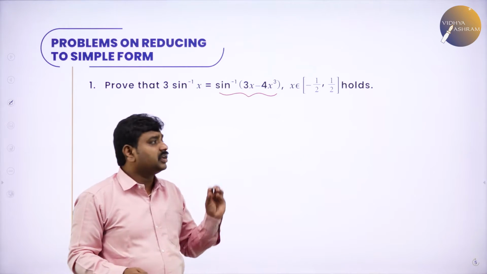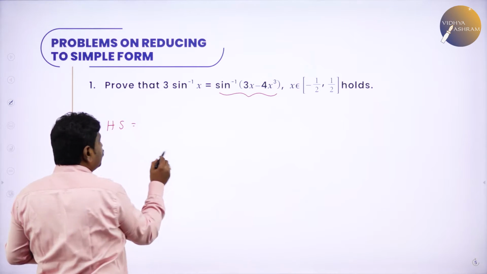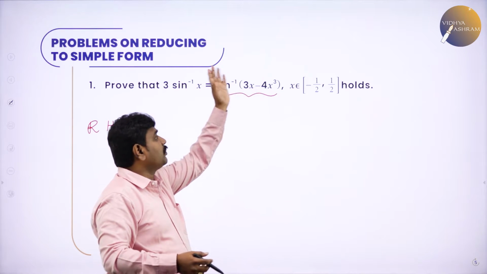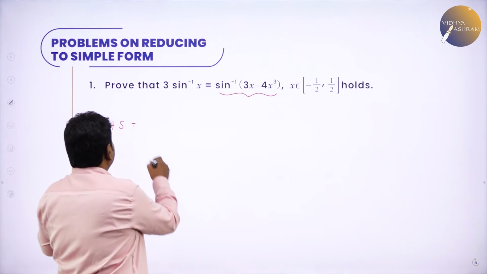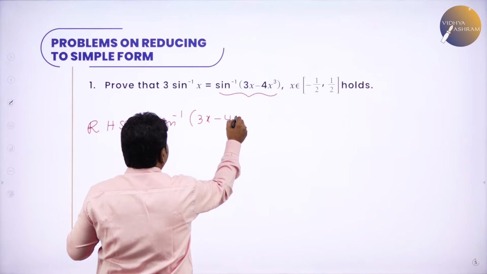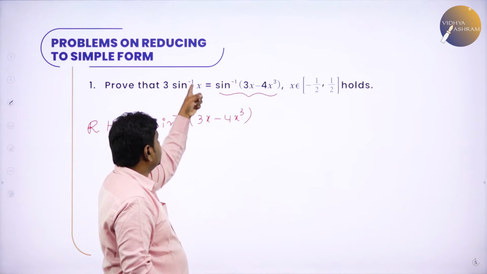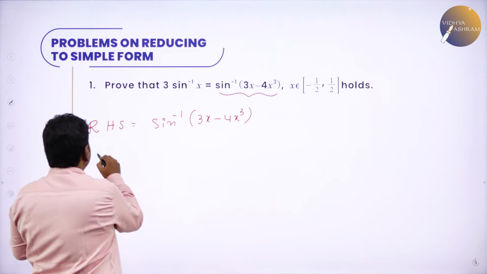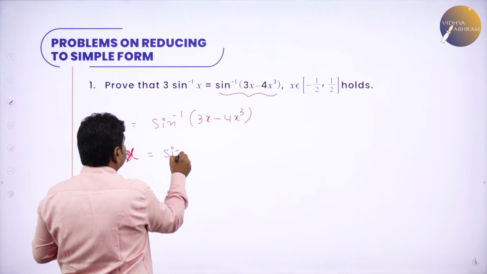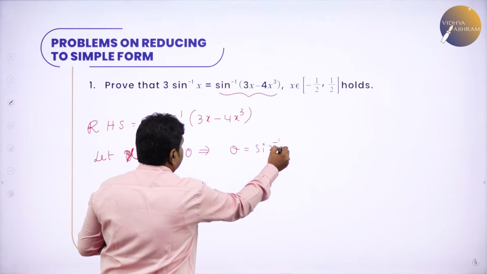How to simplify? Simple. Take RHS first. Always we take LHS and prove RHS, but I am deciding to take RHS because RHS is a little complicated. This is simple. So I'll take sine inverse of 3x minus 4x cube. As soon as you observe, in the place of x, sine fits because LHS is sine. So that's why I'll assume let x is equal to sine theta. That implies theta is sine inverse x.